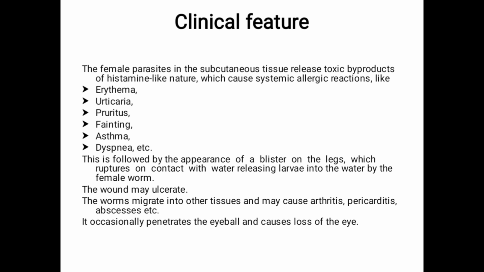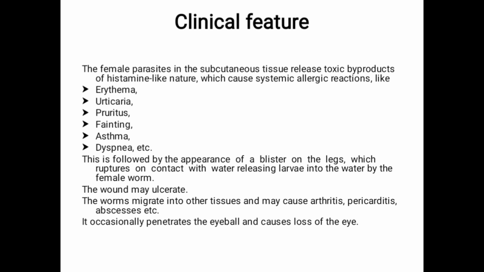Fainting, which is to collapse from lack of oxygen. Then you have asthma. Asthma comes when somebody has a problem in breathing. The tubes have been narrowed, so somebody struggles to breathe as he produces a wheezing sound. Dyspnea is shortness of breath, and somehow it's painful. This is followed by the appearance of a blister on the legs, which ruptures on contact with water, releasing larvae into the water by female worms, as I've shown you in the last slide.